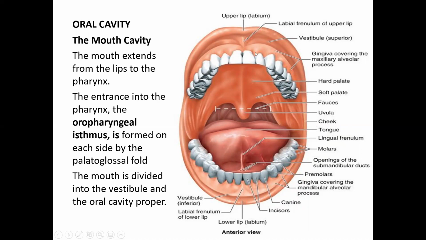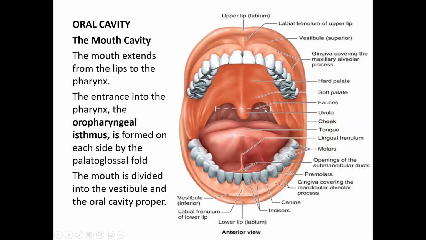So this is the anterior opening of the oral cavity through the oral fissure, and you can see here, this is the oropharyngeal isthmus. So this is the posterior opening of the oral cavity proper with the oropharynx through the oropharyngeal isthmus.